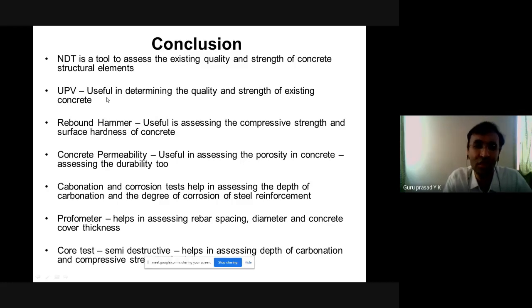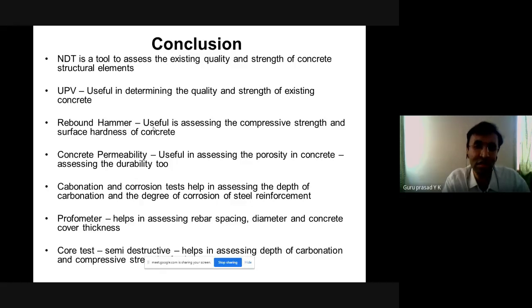Existing strength, how will you get? Through dynamic Young's modulus and compressive strength, which I showed you through one of the graphs. Rebound hammer is useful in assessing the compressive strength through the surface hardness of concrete. Concrete permeability is useful in assessing the porosity in concrete, that is how porous a concrete is, which also gives you an assessment of durability. How long will this concrete be like this? If water keeps seeping through, it can eat up your reinforcement. So it is a durability aspect.